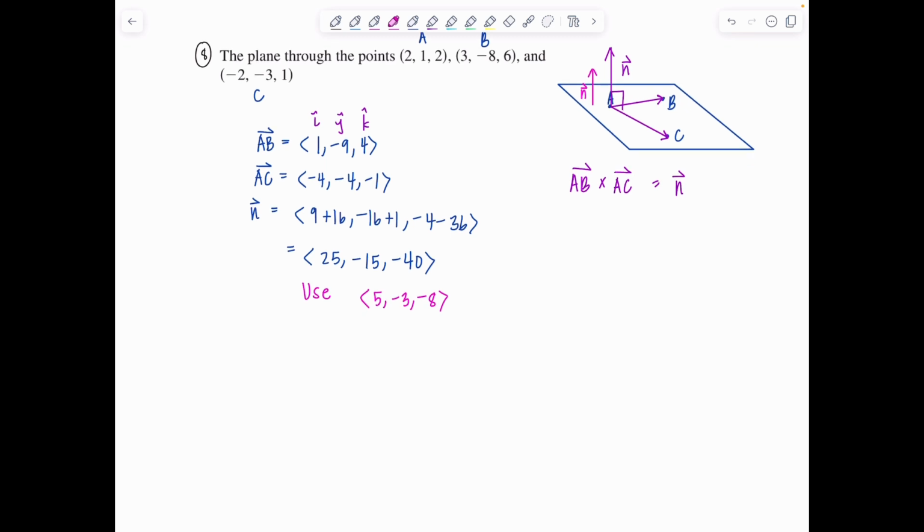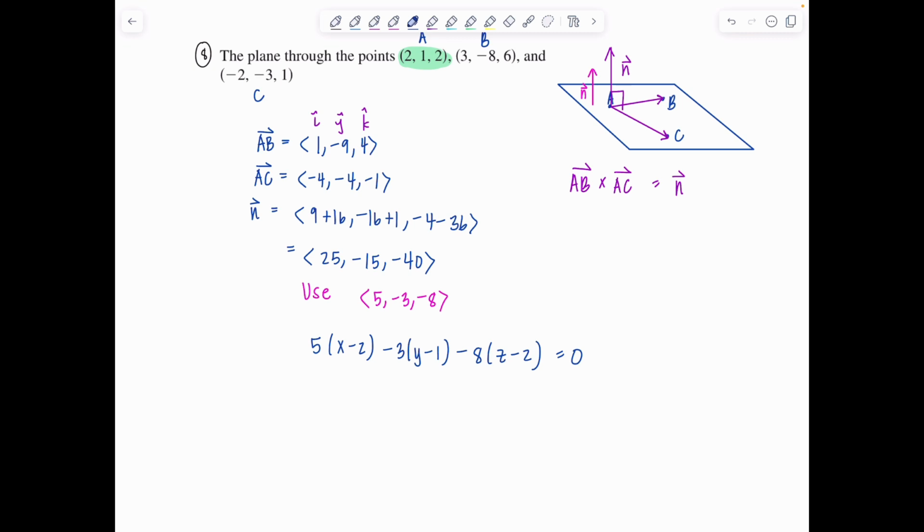And then from the points that were given, just pick your favorite. I like you, 2, 1, 2. Let's go. So 5 times x minus 2, minus 3 times y minus 1, minus 8 times z minus 2 equals 0.